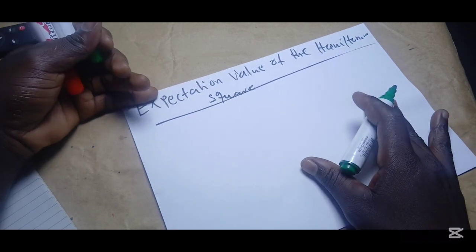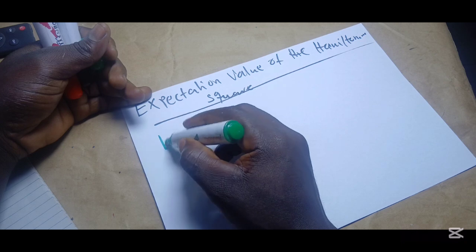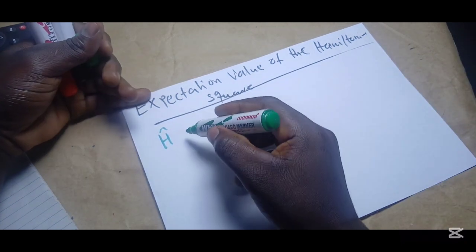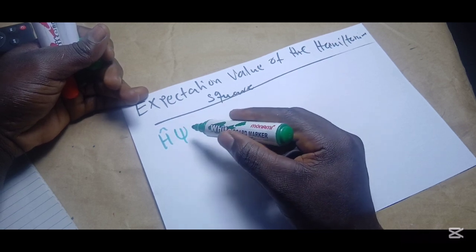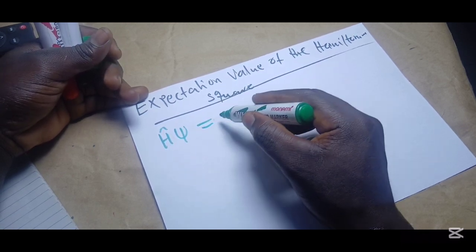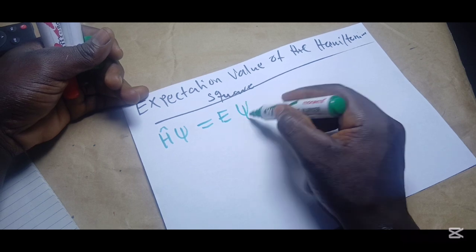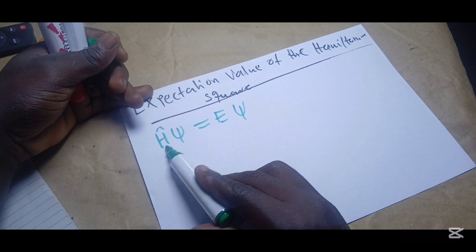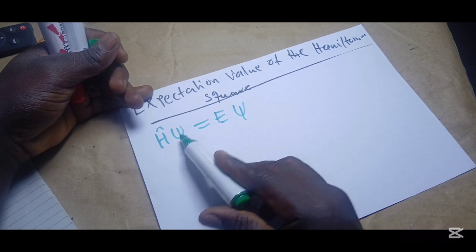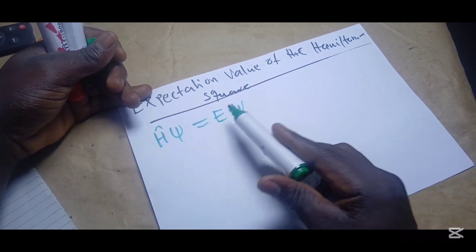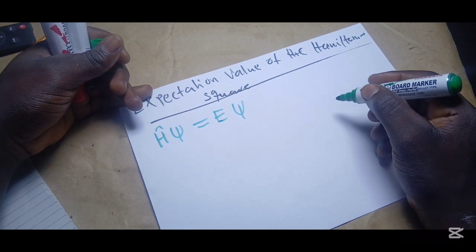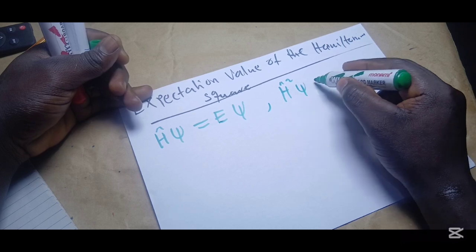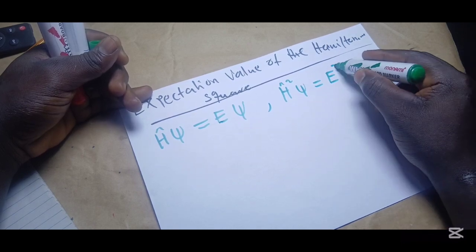From our previous videos, we know that the general time independent Schrodinger equation is H hat psi equals E psi, where H is the Hamiltonian operator, psi is the wave function, and E is the eigen energy value. And we proved that if we square the Hamiltonian operator, the energy value will also be squared.